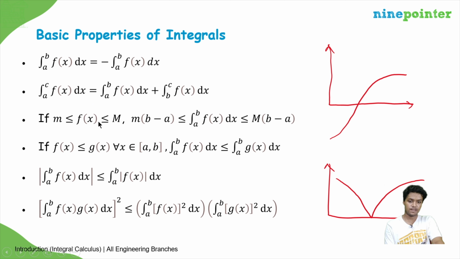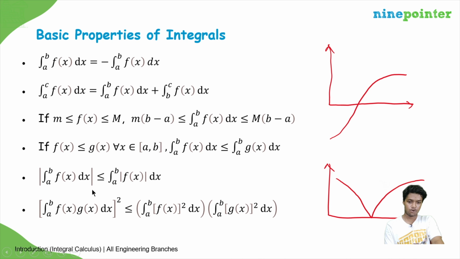Then if f of x is a bounded function between some value small m and capital M, then we can say that the integral will lie between the two rectangles, where m into b minus a gives the rectangle formed by the lower bound, and capital M into b minus a gives the rectangle formed by the upper bound. If we have two functions f and g such that f is less than or equal to g, then the integral of f will be less than or equal to the integral of g.